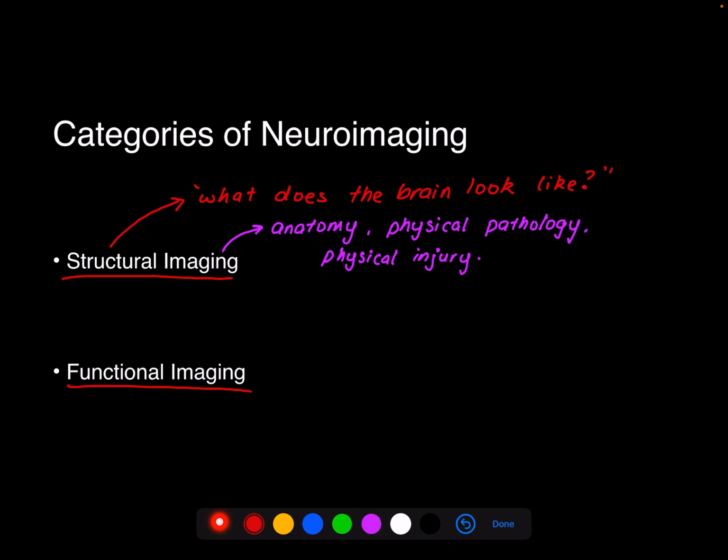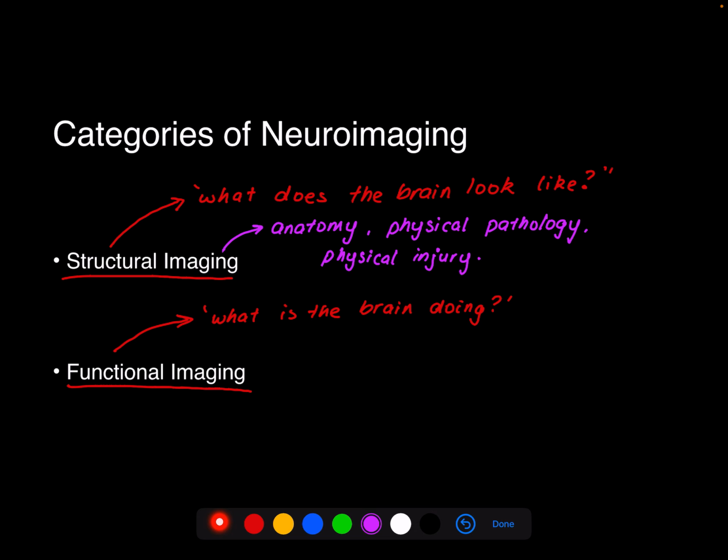Functional neuroimaging, on the other hand, asks a very distinct question. It asks, what exactly is the brain doing? And this is important because often we can't see an anatomical issue, we often can't see pathologies, and we often can't see injuries yet in some scenarios. So we'll have to look at what the brain is doing in case something is going wrong.